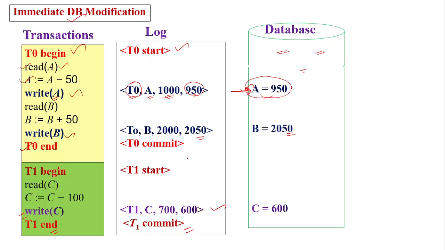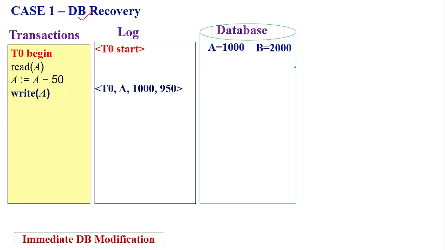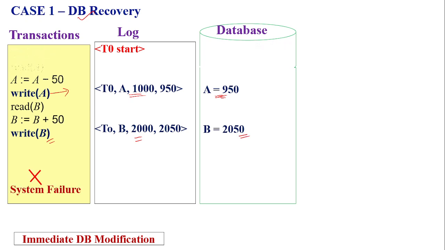Let us now discuss, in case of system failure, how this immediate database modification technique ensures the consistency of the database with 3 different cases. In case 1, suppose system failure occurs. Here you see write A. When write A is performed, the update record is made into the log and the corresponding database update is also made. And when write B is performed, after making the log entry, the update is also reflected into the database.